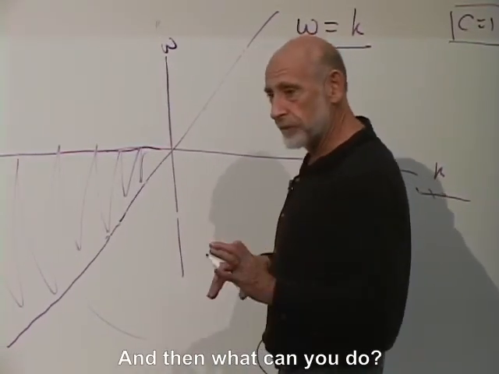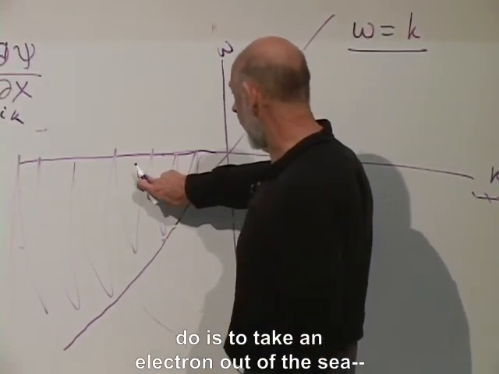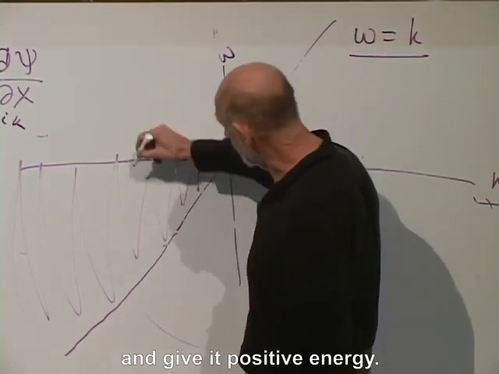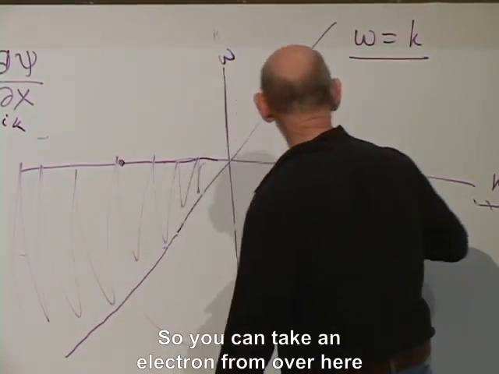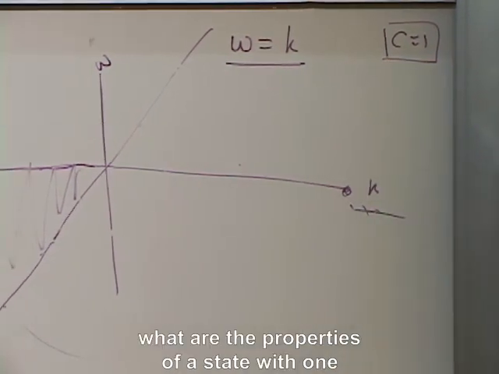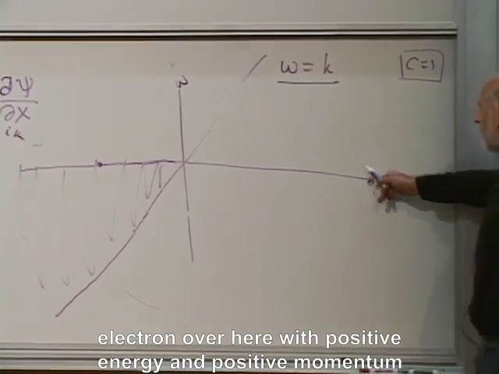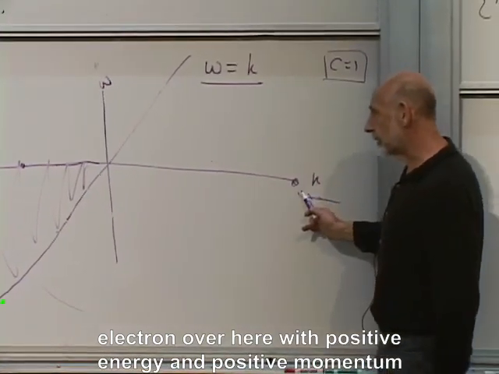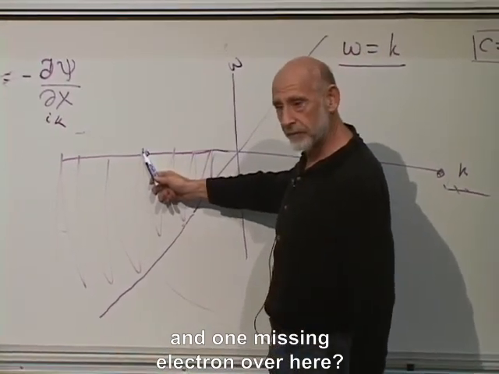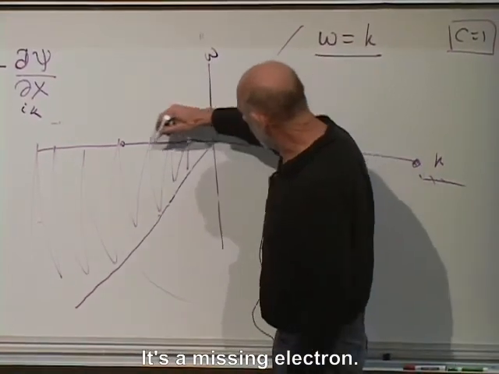And now what can you do? The only thing you can do is to take an electron out of the negative energy sea, and give it positive energy. So you can take an electron from over here and put it someplace else. Okay. What are the properties of a state with one electron over here with positive energy and positive momentum and one missing electron over here? Okay. It's a missing electron.